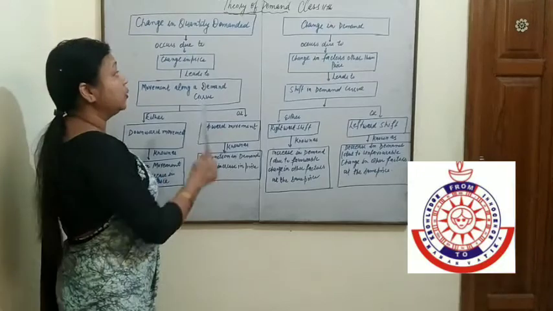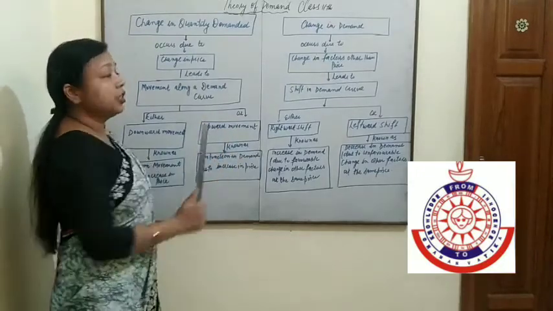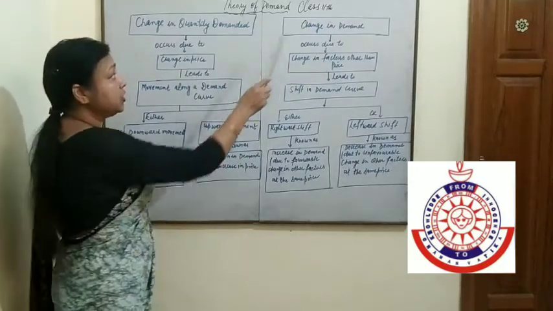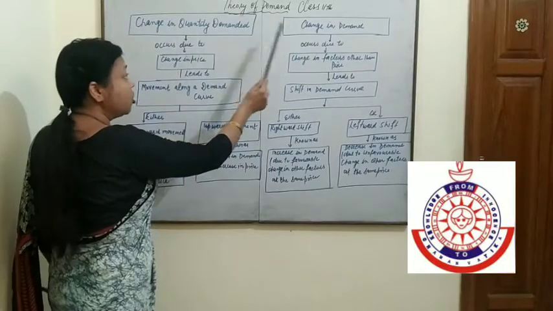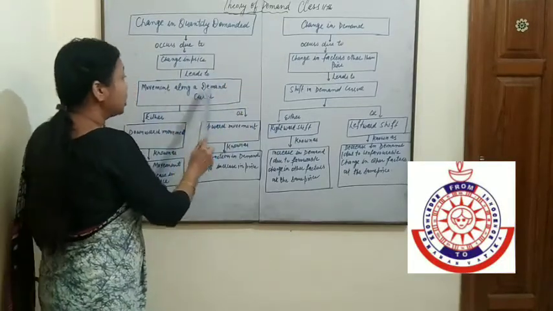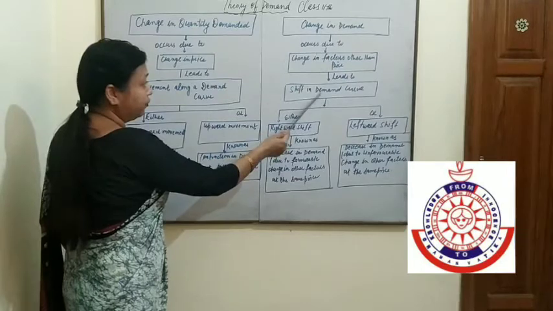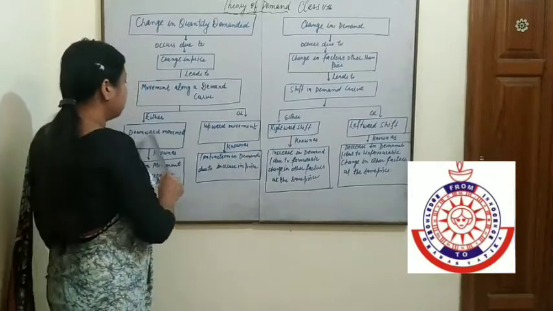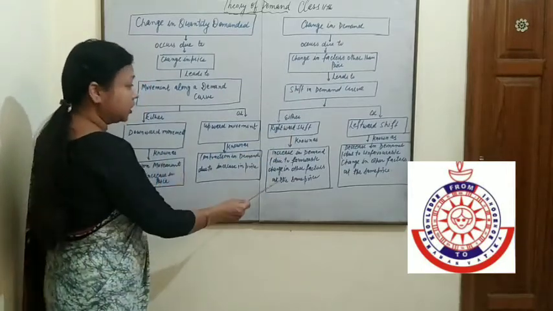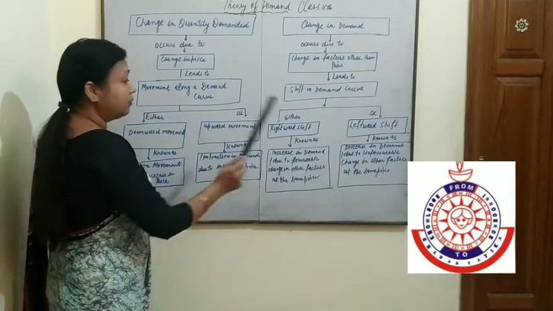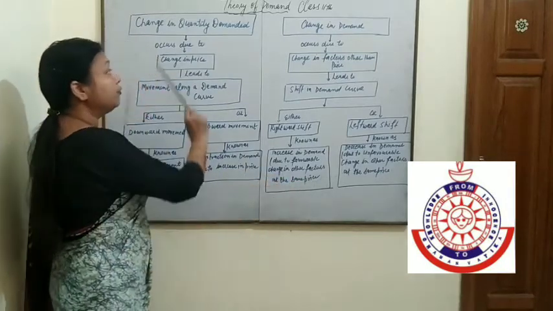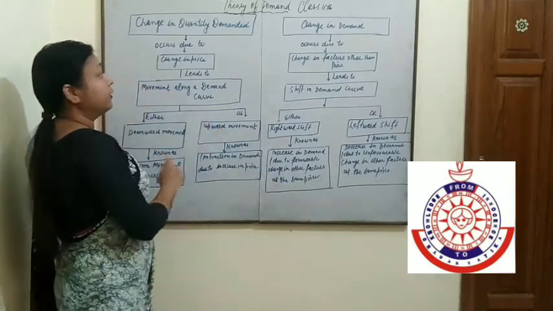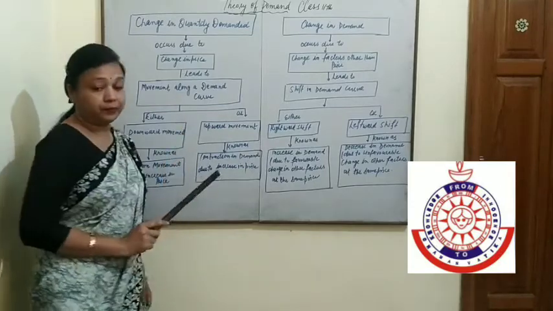We can find out the difference between change in demand and change in quantity demanded, movement along a demand curve or shifting of the demand curve, extension of demand, increase in demand, contraction of demand, and decrease in demand. We can find out the difference in all.